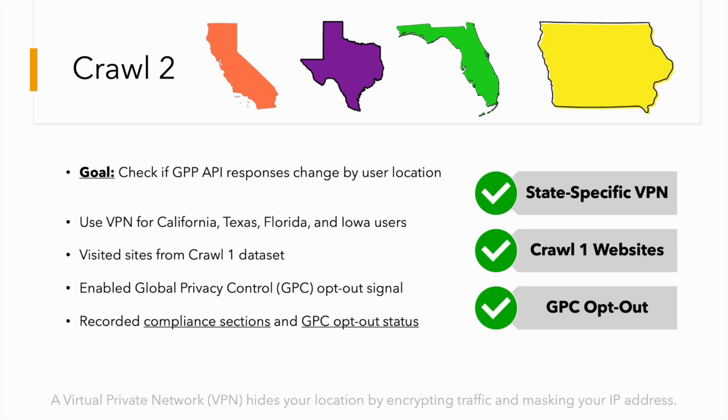In crawl 2, we wanted to examine how the information returned by the GPP API varied depending on the user's geographic location. Specifically, we investigated whether a website's implementation of compliance sections and its handling of the Global Privacy Control opt-out signal changed when the site was accessed from different states. We were able to simulate users from California, Florida, Texas, and Iowa. To do this, we started with a dataset from crawl 1, which included websites that had functioning GPP API responses for a California-based user. We then used a VPN to simulate visits from 4 different states. For each state, we enabled the GPC opt-out signal, visited the websites, and recorded which compliance sections were present and whether the GPC opt-out was correctly registered as true or false.